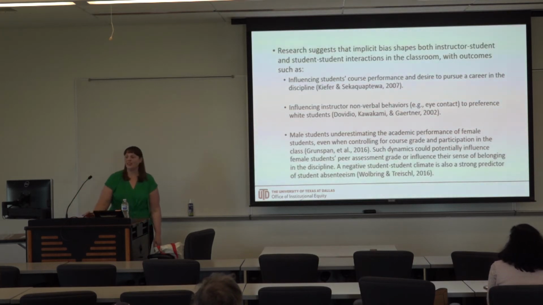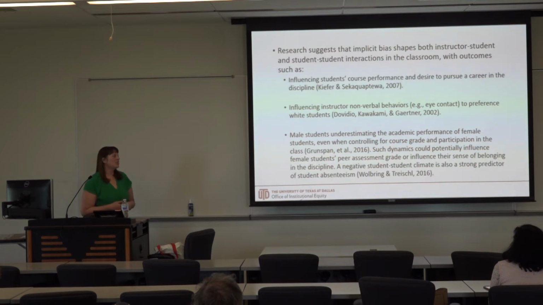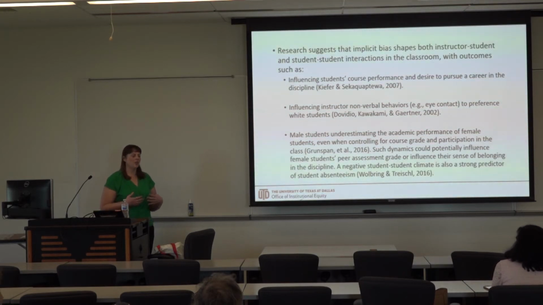So the research suggests that unconscious bias shapes student and instructor interactions, but also student and student interactions. It has influences on students' course performance and desire to be part of the field. So if a female student, for instance, takes an introductory math course, and the teacher has an unconscious bias that girls are not good at math, has low expectations for that student, the student may not perform as well as they would have normally, and then they give up. And we know that that's a thing. That losing of female students, particularly in math, but in other fields, happens in K through 12.